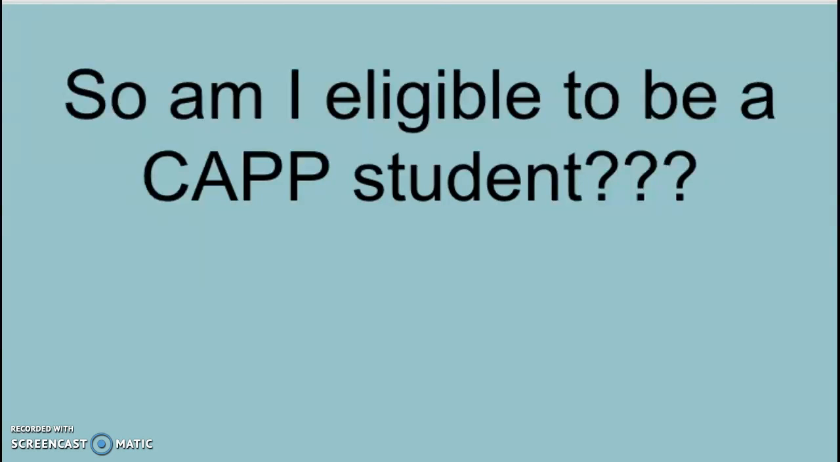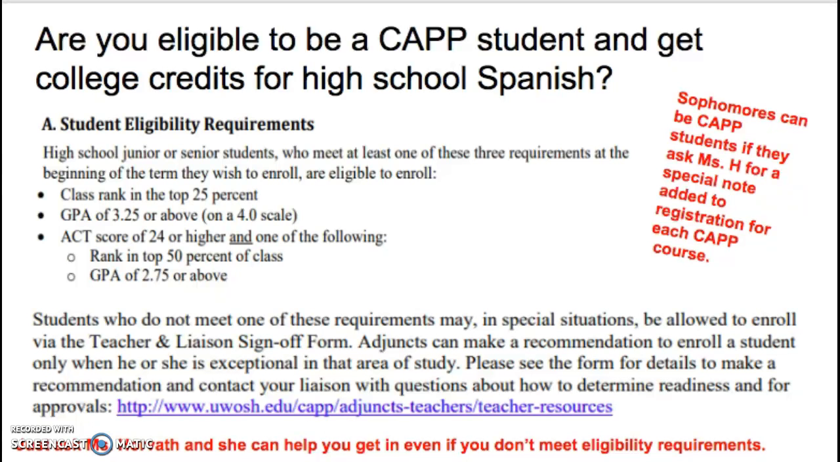So is the student eligible to be a CAPP student? Technically, high school juniors and seniors need to meet at least one of the requirements on this page. They need to rank in the top 25% of their class. They need to have a GPA of 3.25 or above on a 4.0 scale, or they need to have an ACT score of 24 or higher, and one of the following: rank in the top 50% of their class or a GPA of 2.75.